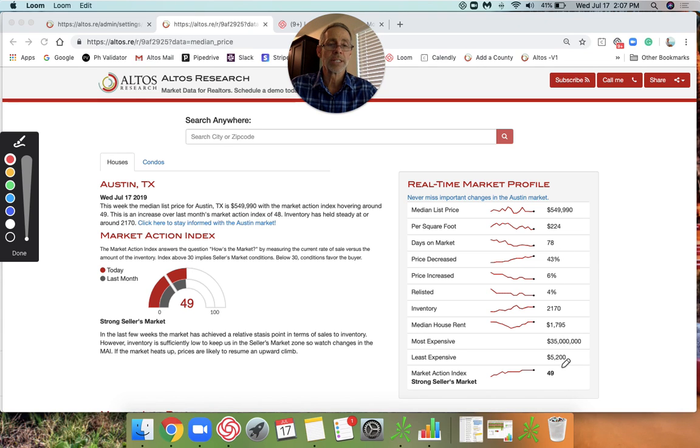The other statistic that I focus on is this one right here, the market action index, because that is actually our own algorithm. And it really shows us two things. One, the momentum in the market. What I mean by that is, is the market picking up or is the market slowing down. And the second thing it shows us is who the market is favoring. Is it favoring buyers or sellers? Anything in this direction is going to favor buyers, and anything in this direction is going to favor sellers.